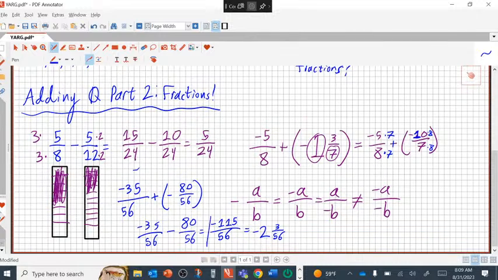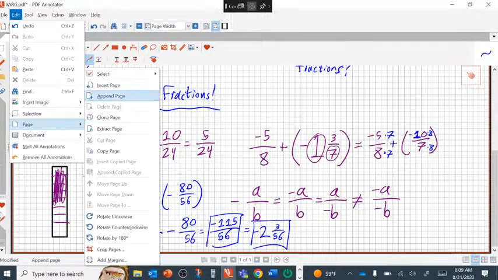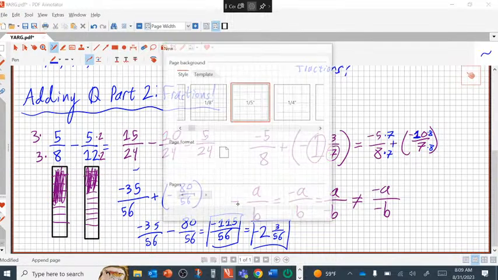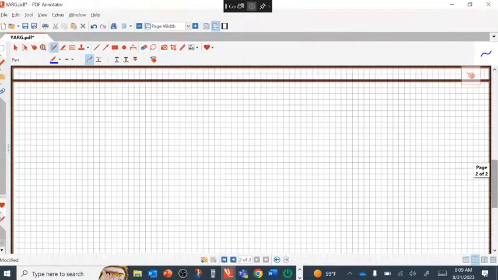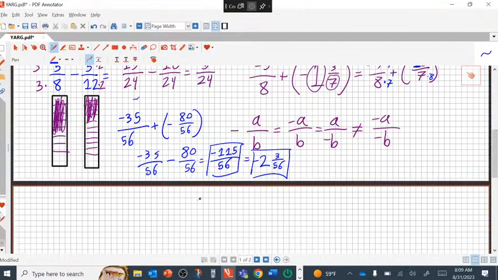Now, just so you know, Canvas will accept this answer or this answer unless it specifically tells you which one to use. And how you would type those into Canvas is, this one would go in as negative 115 slash 56. And this one would go in as negative 2 space 3 slash 56. It's one of the very few times you actually use a space bar in your answer on Canvas.